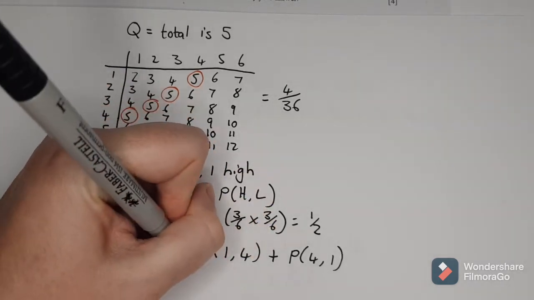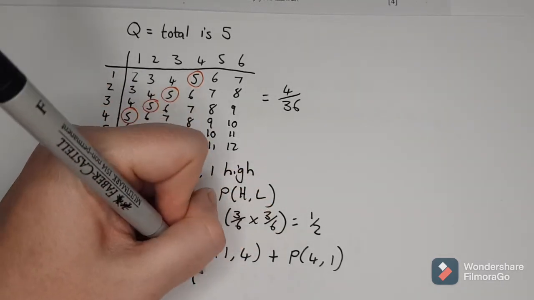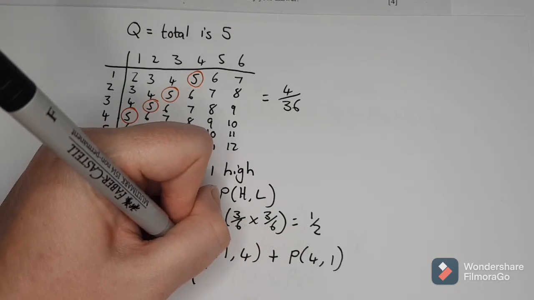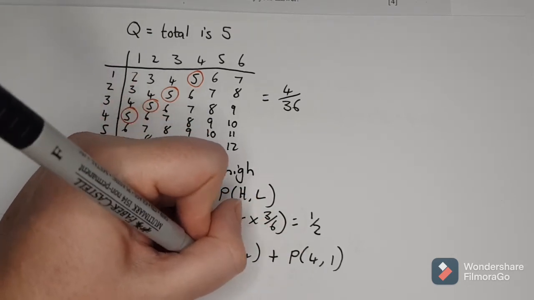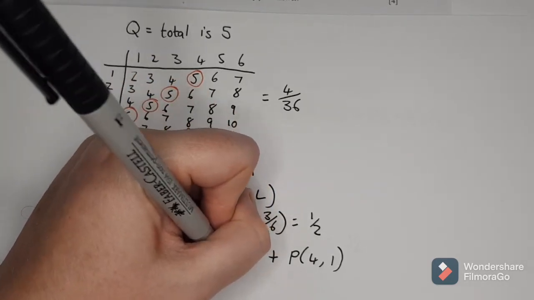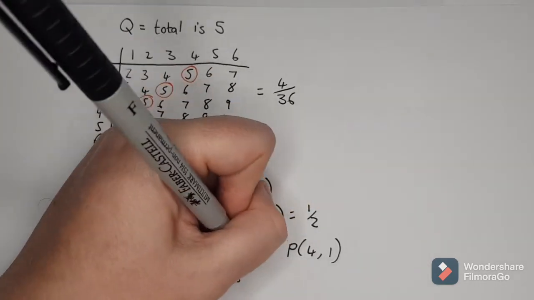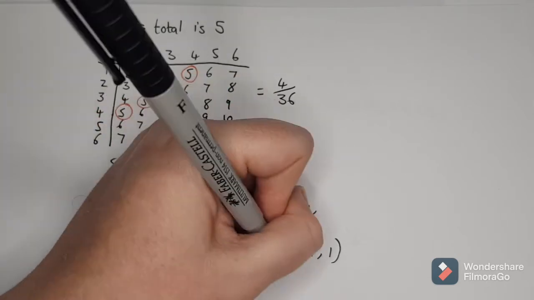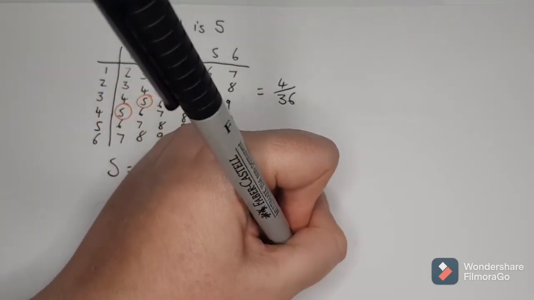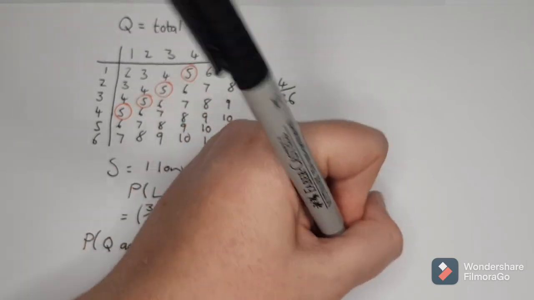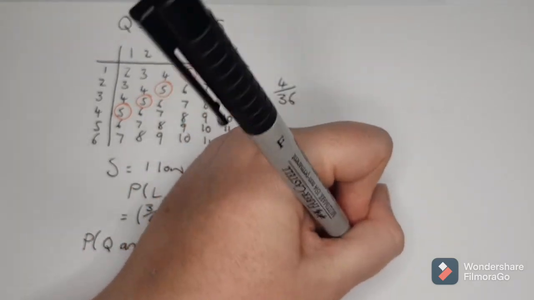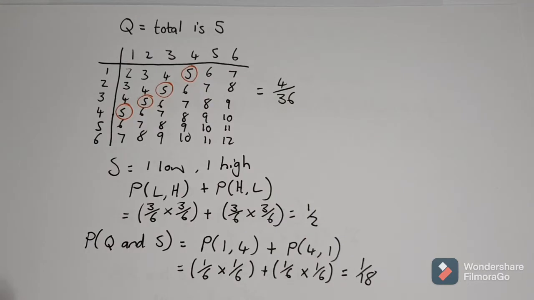So working out that probability, getting a 1, there's only one side with a 1 on it out of the total of 6 sides. A 4, there's only one of them out of the total of 6. Plus getting a 4, there's 1 out of 6. And getting a 1, there's 1 out of 6. So when we work that out, we get an answer of 1/18.